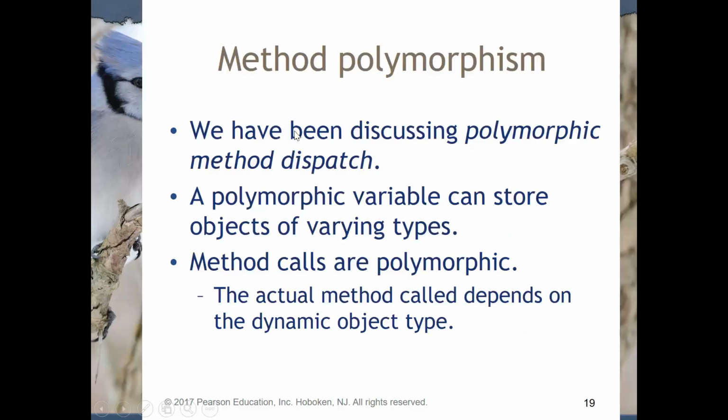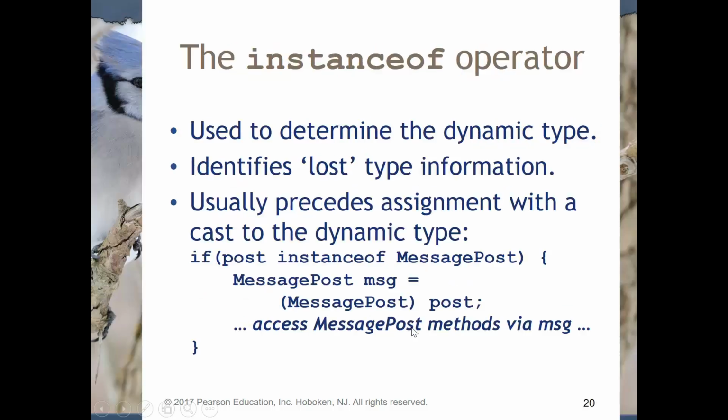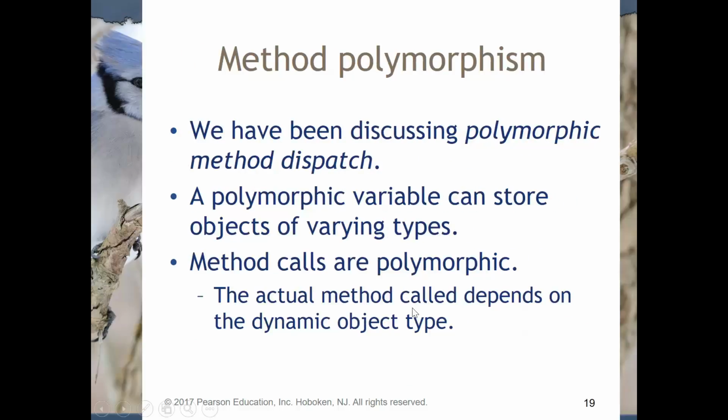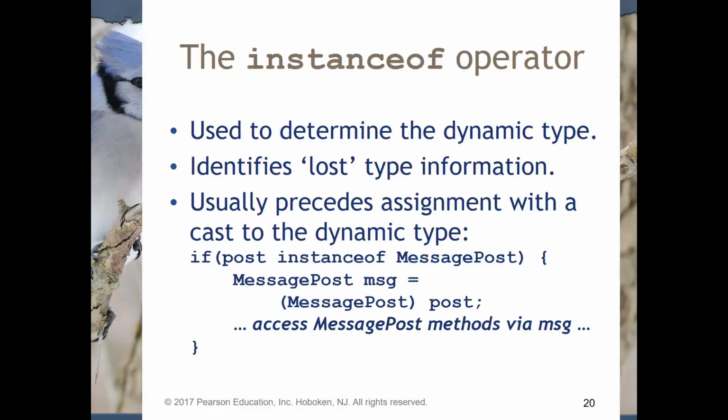Method polymorphism. We've just been discussing polymorphic method dispatch. A polymorphic variable can store objects of varying types. Method calls are polymorphic. The actual method called depends on the dynamic object type. A lot of complexity here. In other words, pay attention to the dynamic type. That's what's actually going to get called. So if the object is of type car, it'll go into that. If it's type vehicle, it'll go into that, etc. Okay? So be careful. It's easy to get confused and actually have the wrong methods run on you.